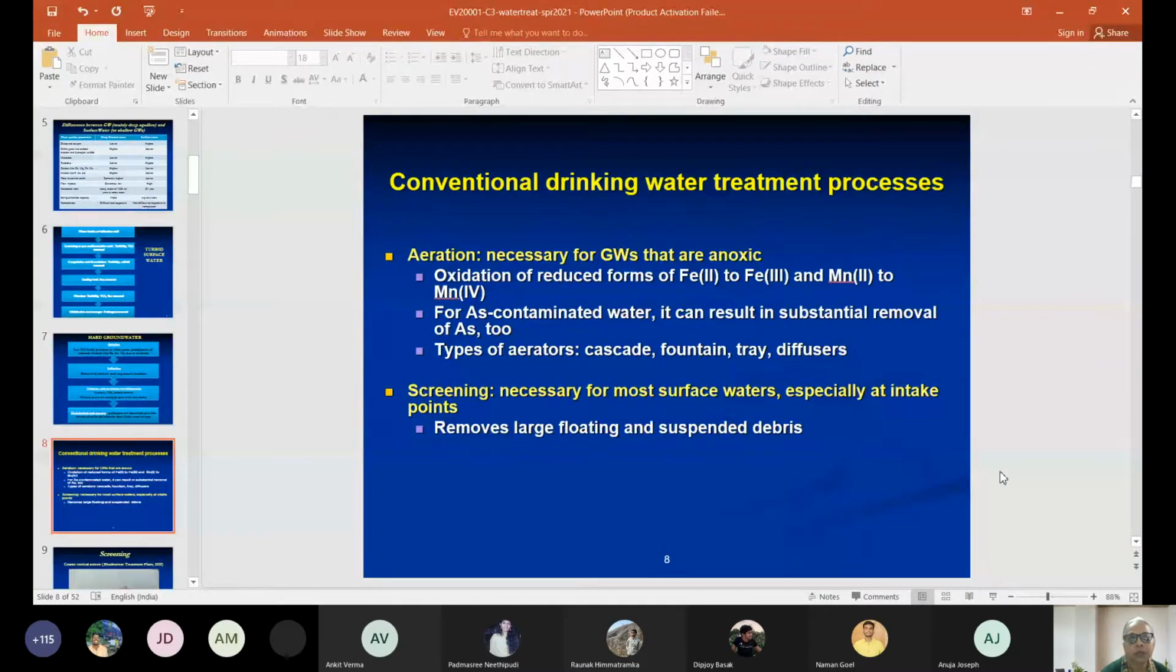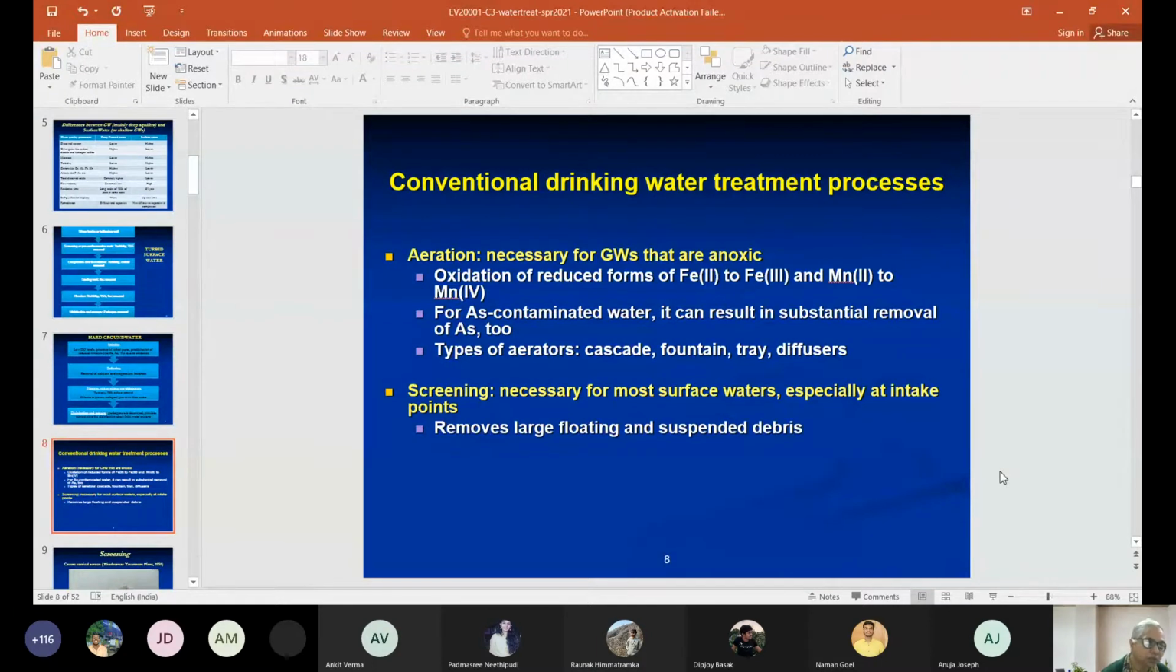All right, so I've already mentioned most of these points. So here we have aeration. It's necessary for groundwaters that are anoxic. Anoxic means almost no DO, so dissolved oxygen levels are practically zero. And the question is, why is the dissolved oxygen zero? Because there's lack of equilibrium with the atmospheric oxygen. So that is the main reason why it's very poor.